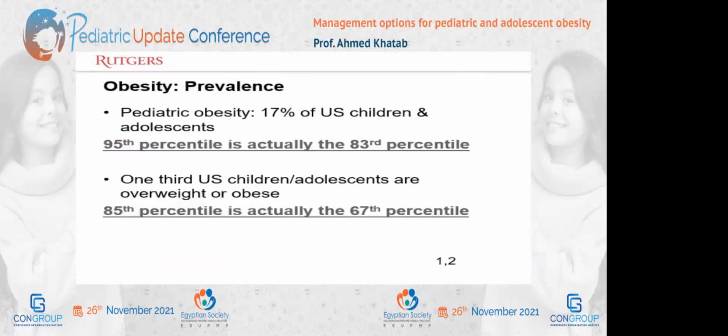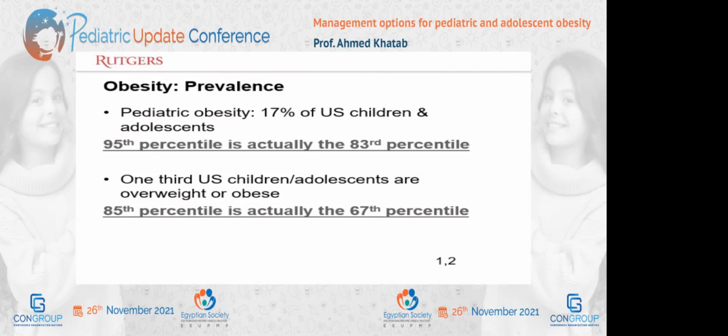Although by definition, one would expect that only 5% of the population at a certain age group to fall above the 95th percentile, about 17% of the US children have a body mass index above the 95th percentile, making us think that the 95th percentile for body mass index is actually the 83rd percentile.